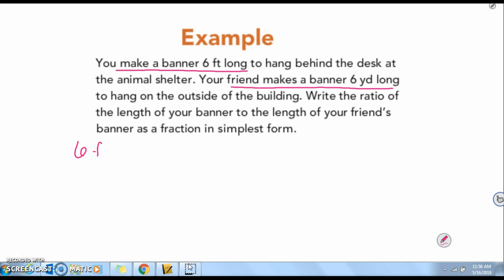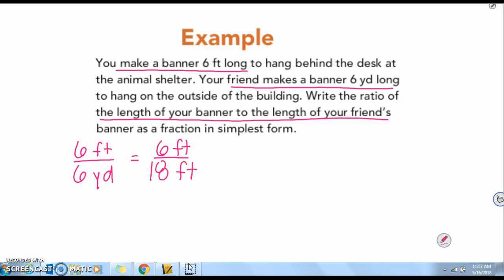So we have 6 feet for the length of our banner, compared to 6 yards for our friend. We can't have yards. We need to convert that into feet. So we're going to leave our 6 feet. Then we're going to convert our yards into feet. We're going to multiply 6 by 3 because there are 3 feet in each yard. 6 times 3 will give us 18 feet.